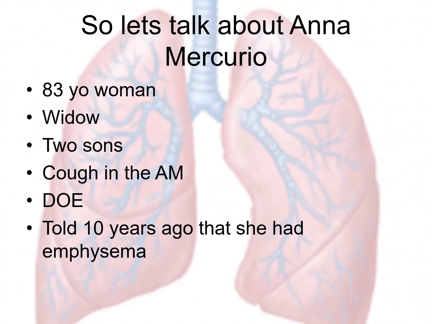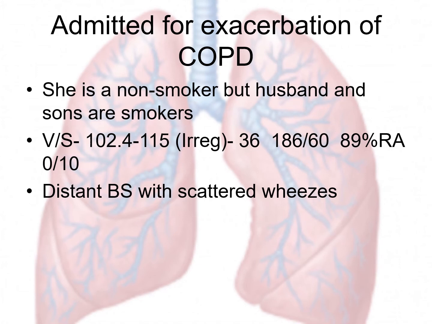So let's talk a little bit about Anna Mercurio. She's an 83-year-old woman. She's a widow. She was told 10 years ago that she had emphysema, so she probably has COPD. She's been admitted to the hospital for an exacerbation of COPD. She's a non-smoker, but her husband and son are both smokers.